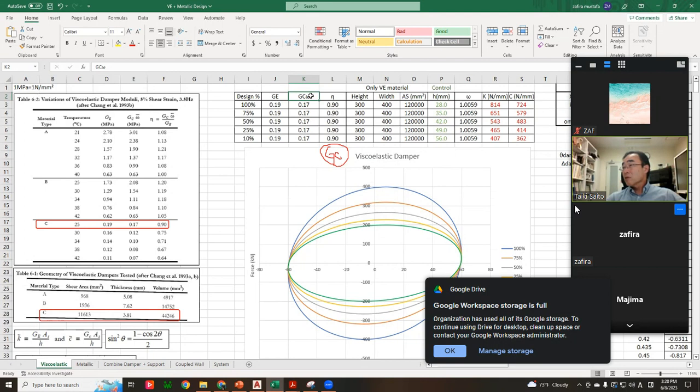Yeah, it looks like GC is this one divided by omega. GC equals eta times GE over omega. Yeah. So if GC is constant, our eta will be changed. The loss factor will change.